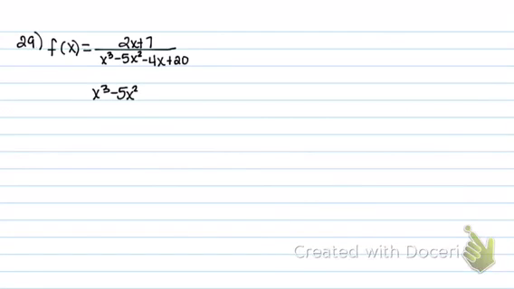Alright, so 29 says f of x equals 2x plus 7 on top over all that good stuff. So what is that? x cubed minus 5x squared minus 4x plus 20. Alright, so we know it's a fraction. So that x cubed minus 5x squared minus 4x plus 20 cannot equal 0.